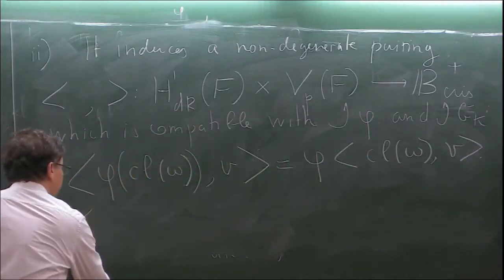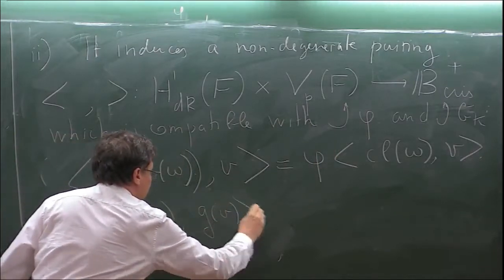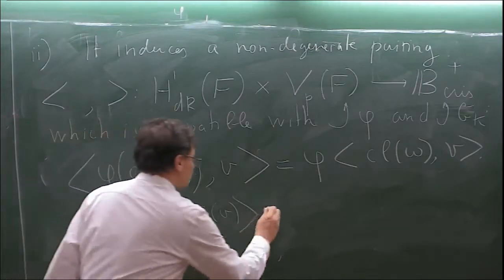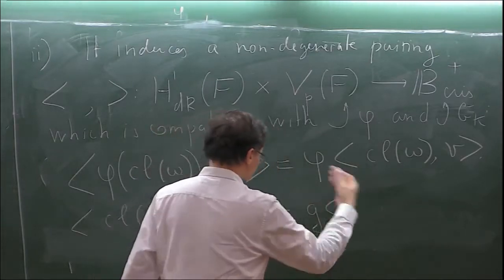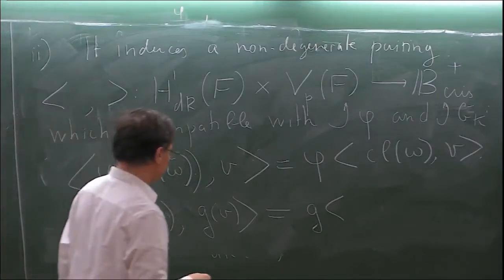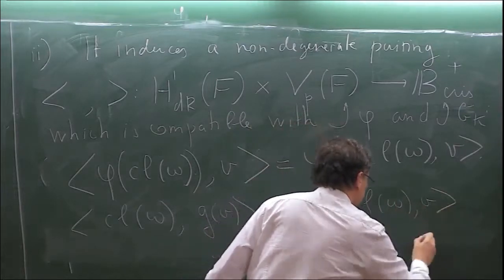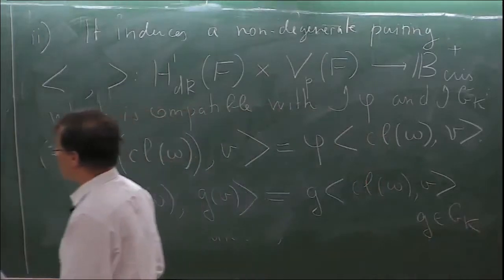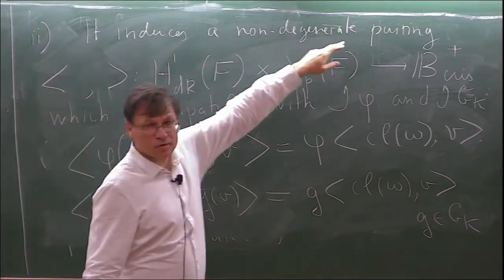And similarly, if we act on V by the Galois group, the pairing multiplies the period, so this makes G act on the period. So in this statement, all points are easy to check, except the non-degeneracy of the pairing.